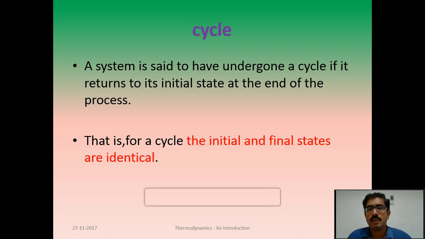Cycle. First we have seen an internal combustion engine as an example. We have different processes: intake, compression, power and exhaust. Again it comes to intake. So that is also an example of a cycle. More or less, in a cycle, the initial and final states are going to be identical.